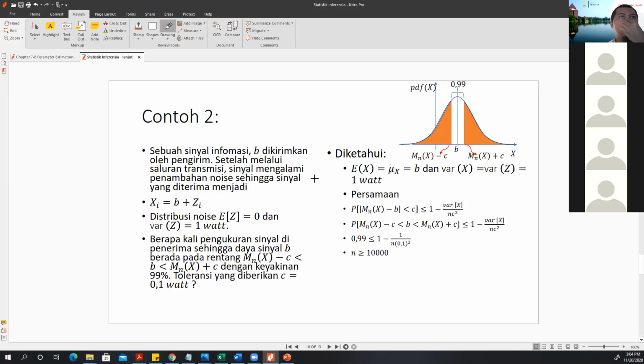This is another example. For example, a signal is sent. The signal we can write as B, and then after passing through the transmission channel, the signal is added to noise. The noise is normally distributed, so mathematically it becomes like this: X is the signal received at the receiver, B is the signal transmitted from the transmitter, and Z is the noise random variable or noise parameter. The noise distribution has a sample mean of 0, and the variance of noise is 1 watt.